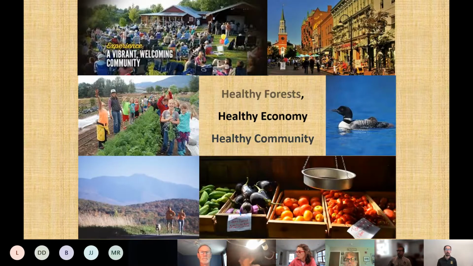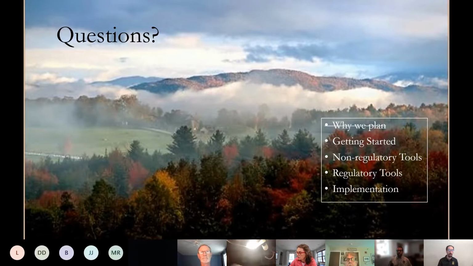Okay, and we have to remember the bigger picture when we're planning, because ultimately we have to balance the health of our forests with the health of our economy and of our community. And the best tools that we're going to go over today for land use planning will address this balance and positively impact the whole community. Okay, so that was why we plan.